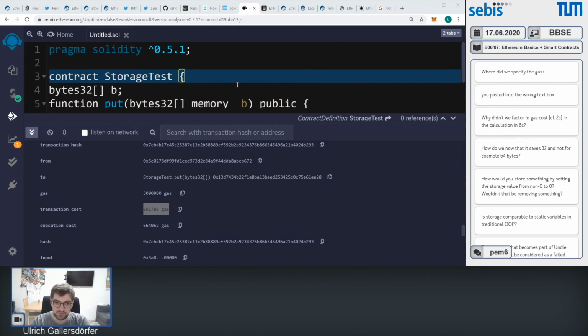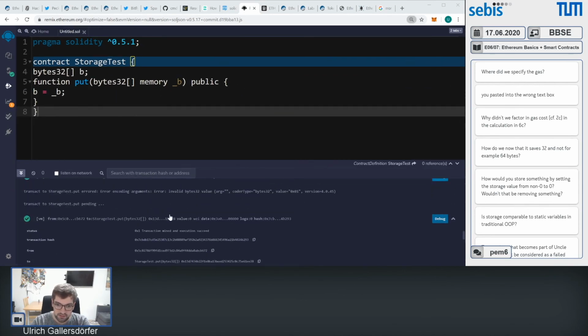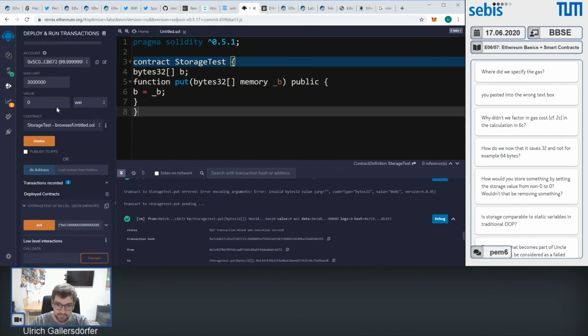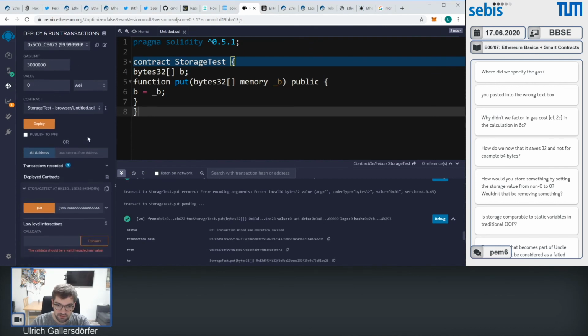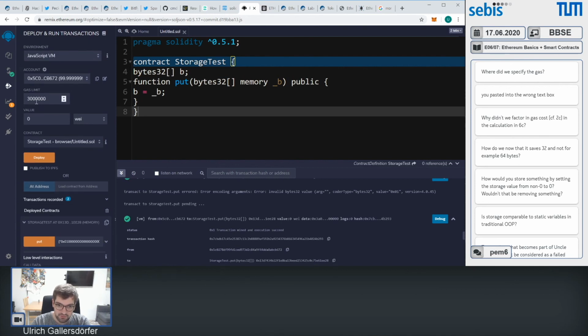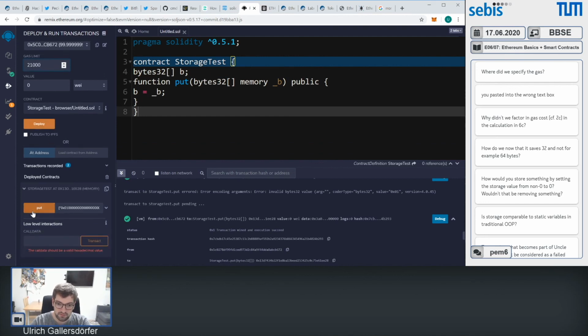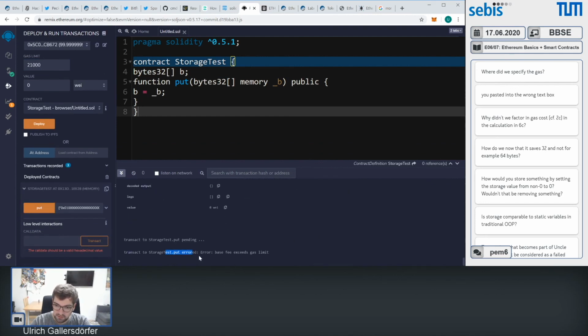So there is one question: where did we specify the gas? Very good question. So we can take a look here and also define additional information here. We can, exactly here. So this is our information. We can say how we define the gas limit. So we could lower it. For example, if we do 21,000 just for fun, then you will see base fee exceeds gas limit. So definitely we have an issue here. We cannot use this transaction because we provide too low gas.